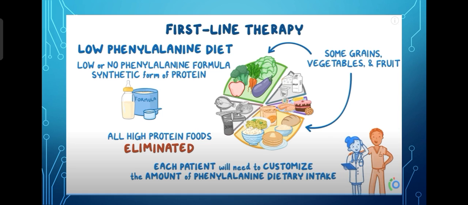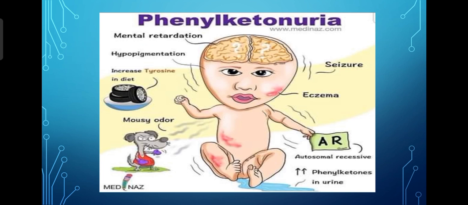Untreated phenylketonuria can lead to intellectual disabilities, behavior problems, seizures, and mental disorders. It may also result in a mousy odor, that is a musty smell, and lighter skin, that is hypopigmentation, and eczema. So we need to increase the tyrosine in the diet to overcome it.